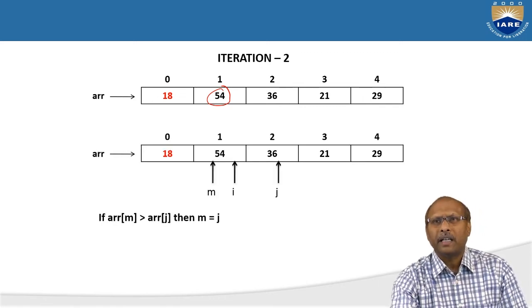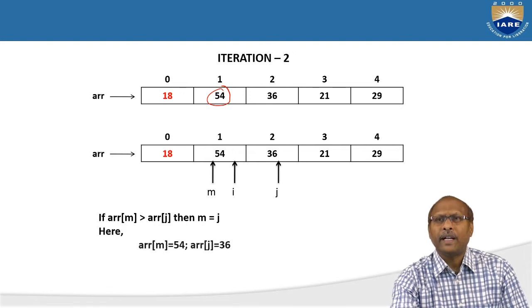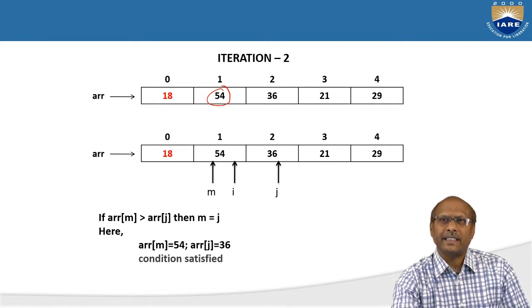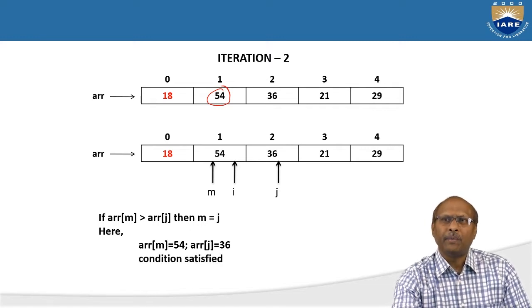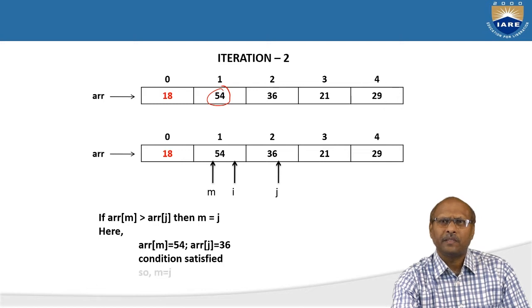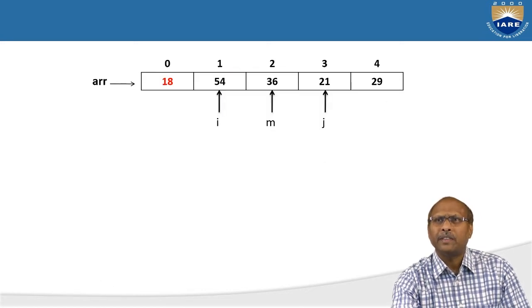Now compare M with J, say 54 and 36. 54 is greater than 36? Yes. So M will be remembering that position. M equal to now J. Then J plus plus. J has come to next.